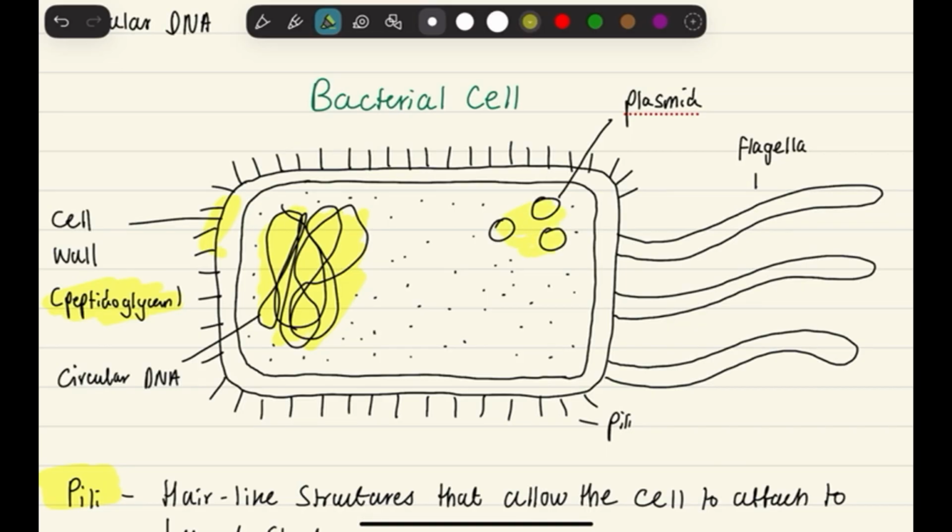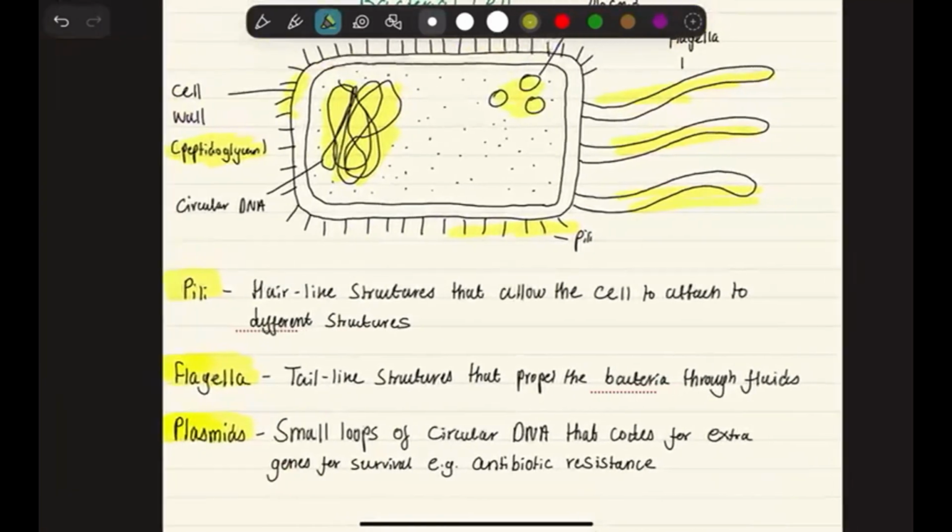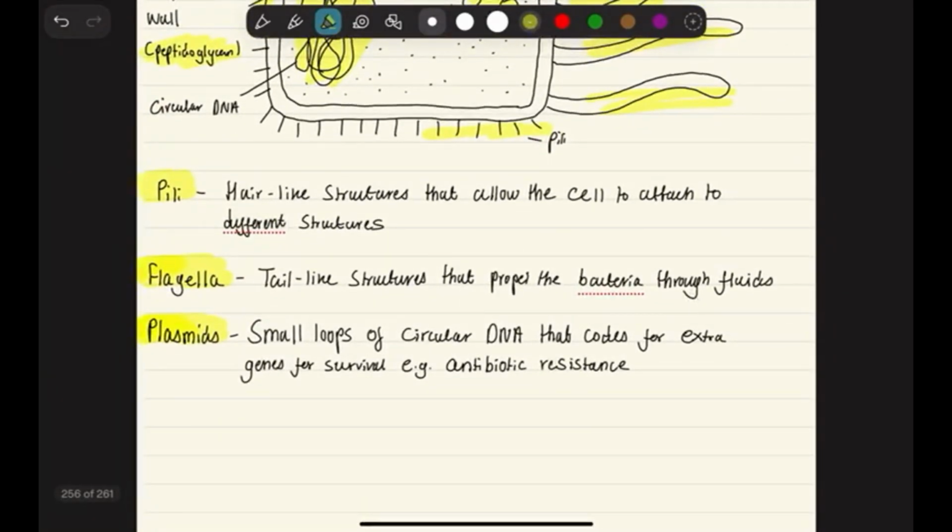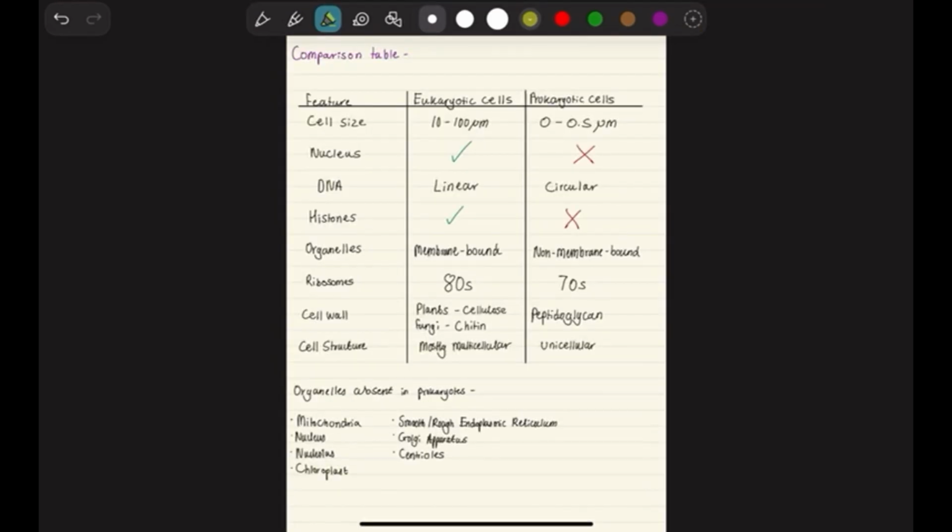What else do we have? We have plasmids. We're going to talk about their function. They carry extra genes, like antibiotic resistance, sometimes fluorescence, stuff like that. The flagellum is just this tail that lets it move through fluids. And we also have your pili. This allows it to connect to other things. You can see the important definitions down here. So again, pause the video, get these down, memorize them. Very, very important to know. Okay, so we're going to look at this table very broadly.